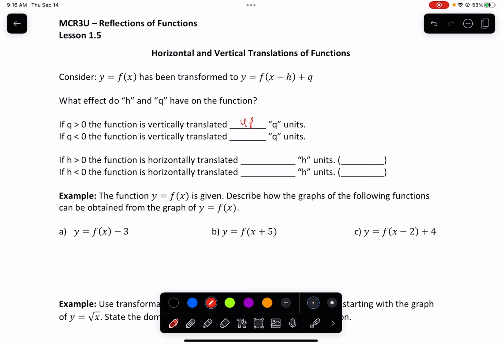Vertical is what it is. Whatever you see from a vertical perspective, you just do it. The inside, the horizontal work, is always opposite. It behaves in a funny manner. Okay? If Q is less than 0, what's happened to the graph? Moving it down.